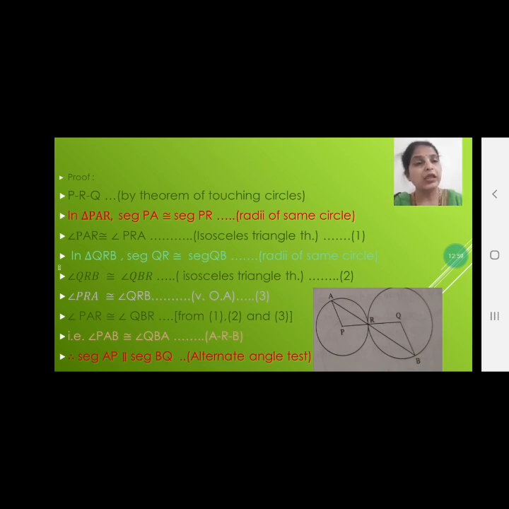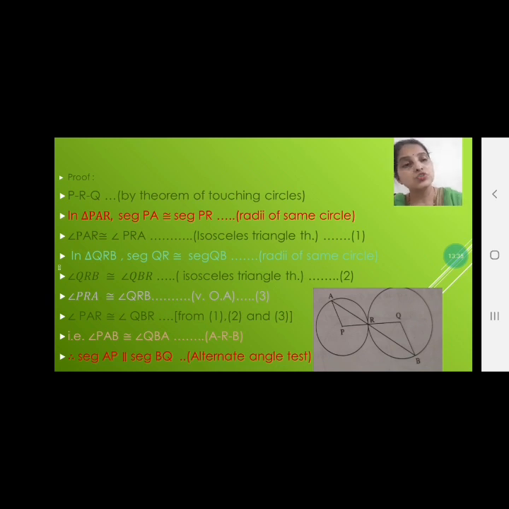Okay. Now first equation, angle PAR is equal to angle ARP. Third equation, angle ARP is equal to angle QRB. Second equation, angle QRB is equal to angle QBR. From this, what do you conclude? From 1, 2 and 3, we come to the conclusion that angle APR is equal to angle RBQ. Okay, alternate angles they are forming.